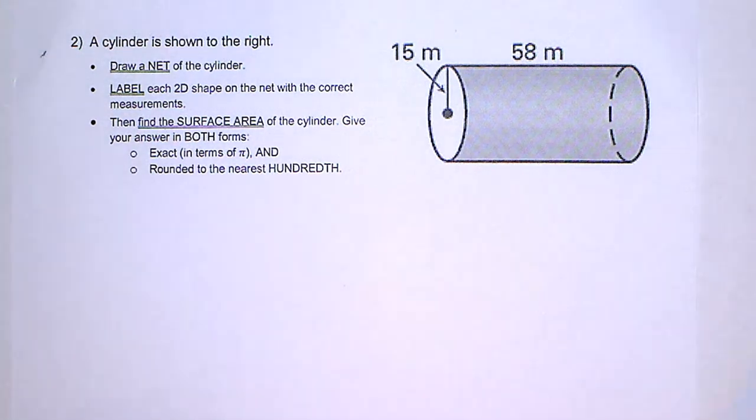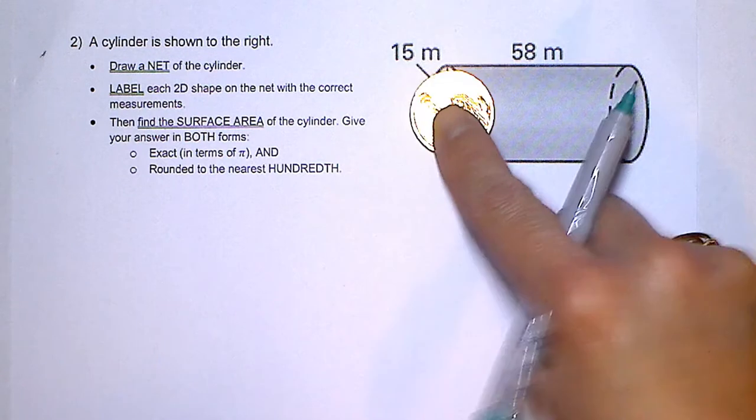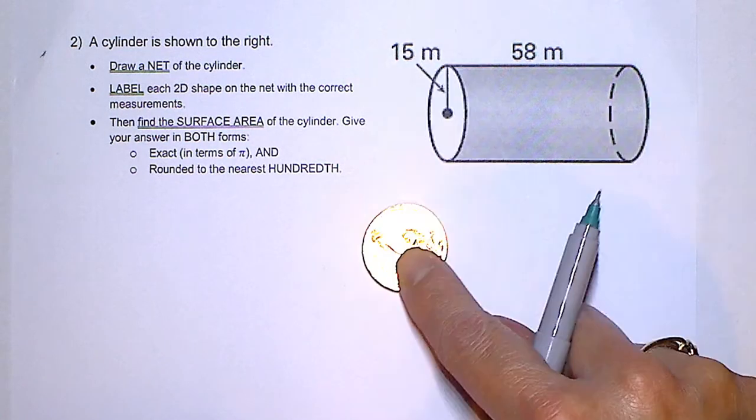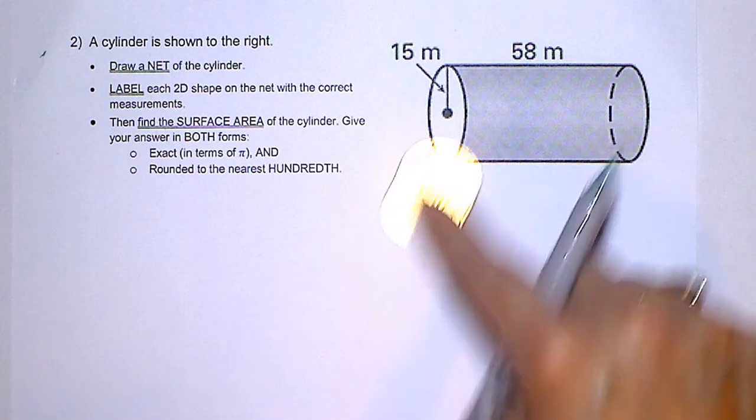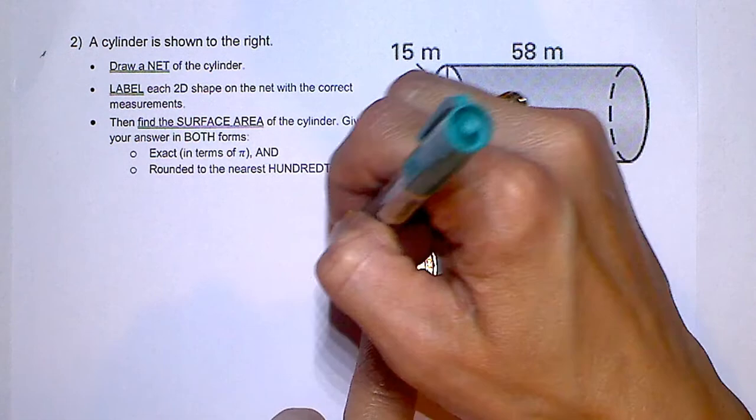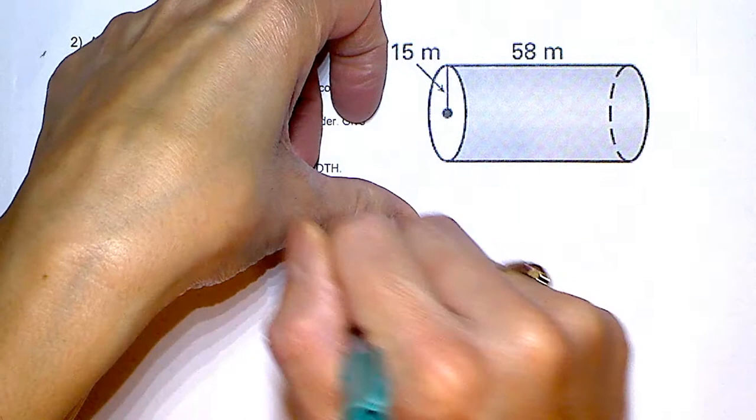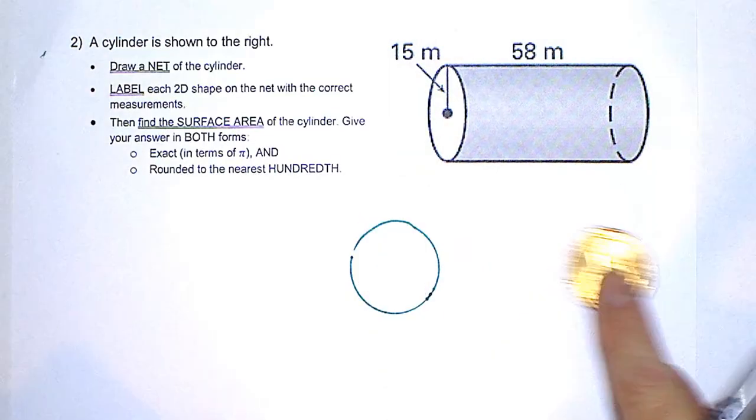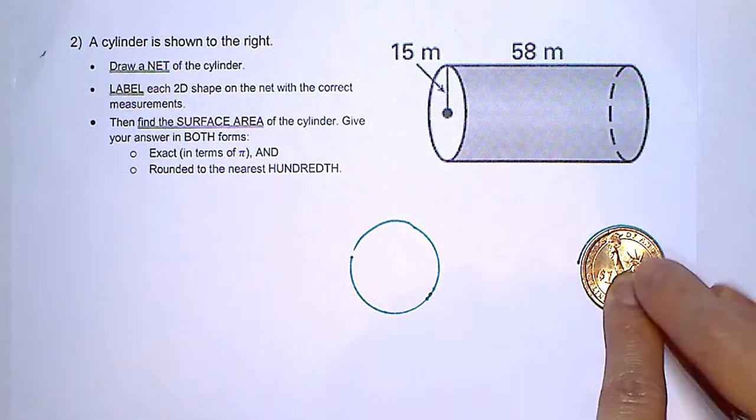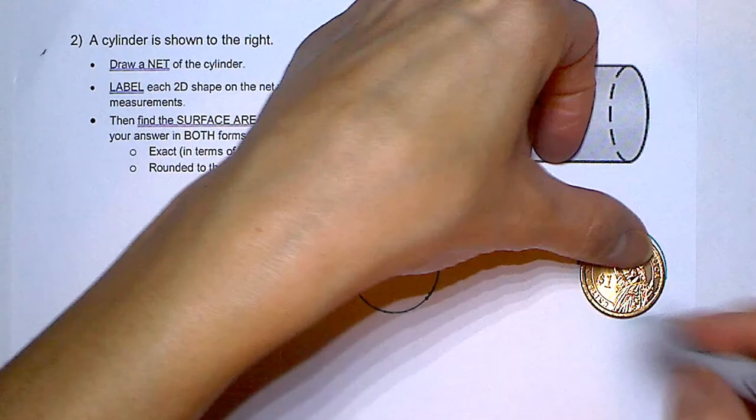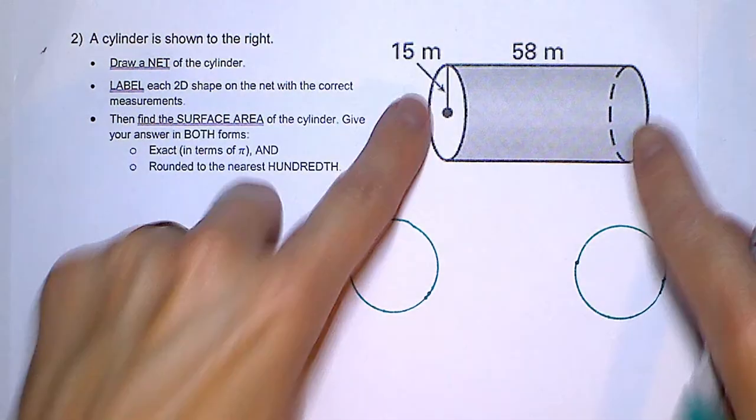So I'm going to take a coin, and this is going to be about the size of this circle, and it kind of looks like an oval because of how we have to draw it three-dimensionally. If I were to cut that cylinder up and lay it out flat, then I would have a circle on each side. So that's why I'm drawing two circles with my gold dollar. And so these are the two circles here.